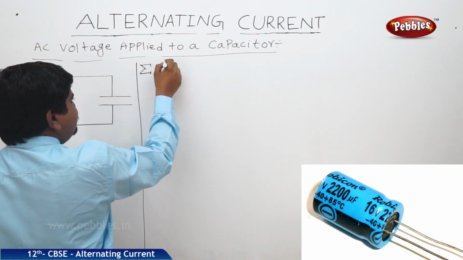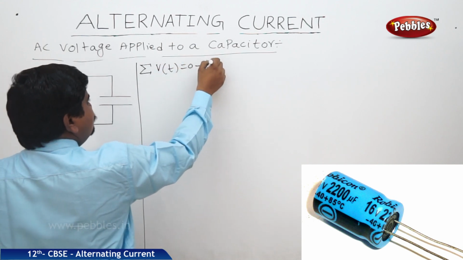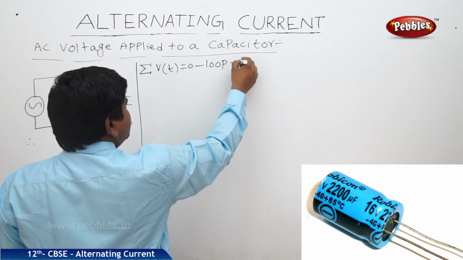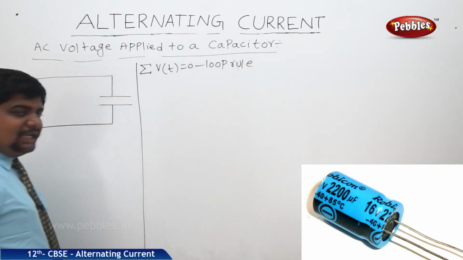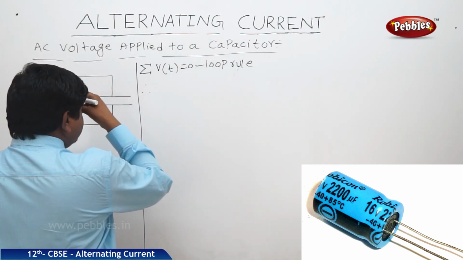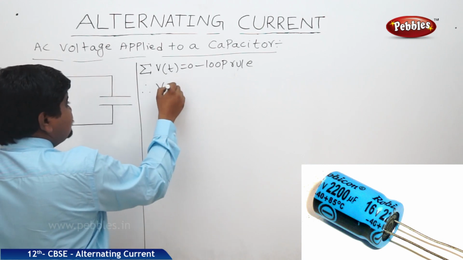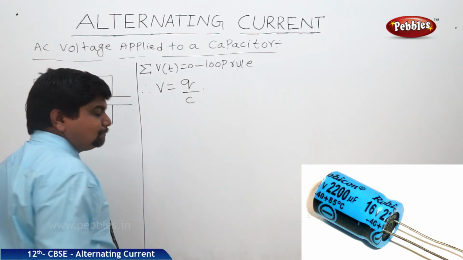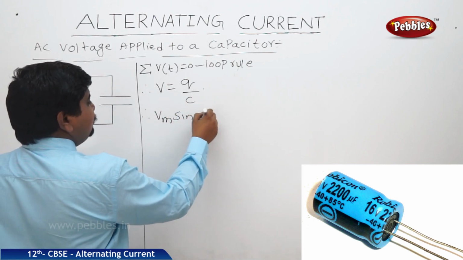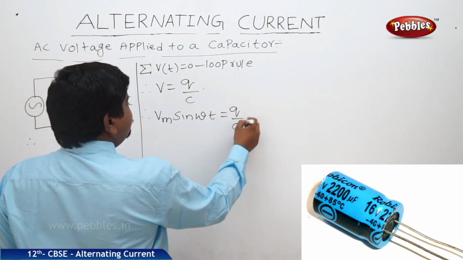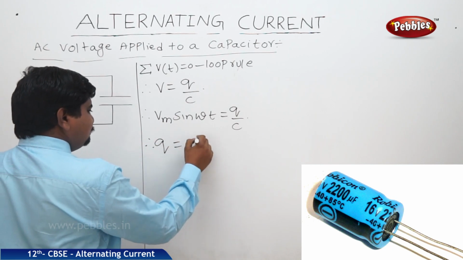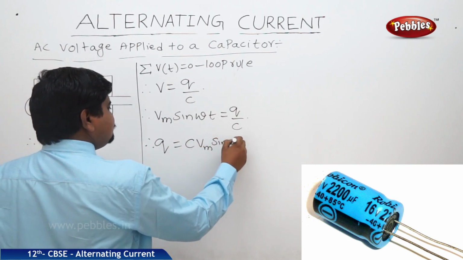the summation of voltage with respect to time is 0. Loop rule. We are applying this to the capacitance. Therefore, we know that V is equal to Q by C. V is equal to Vm sin omega t is equal to Q by C. From this we can write Q is equal to C Vm sin omega t.